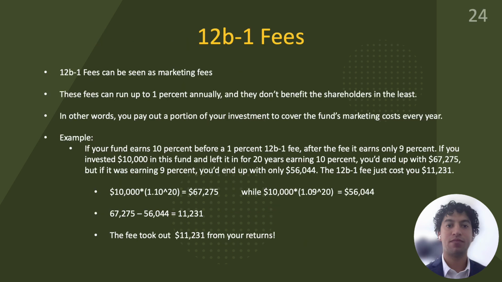Many mutual funds want to make a name for themselves in the market, so they spend on advertising and promotions. These costs are passed on to investors and are known as 12b-1 fees. These fees can be as high as 1% annually, and unfortunately they don't benefit the shareholders directly. Essentially, you're paying a portion of your investment each year to cover the fund's marketing expenses.